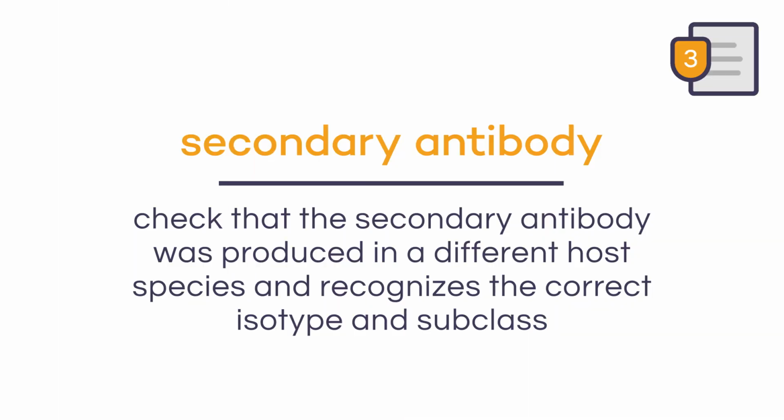Now that you have selected your primary antibody, let's start thinking about your secondary antibody. The first thing you want to make sure is that your secondary antibody can recognize your primary, and you do that by looking at their host species. So for example, if your primary antibody is a mouse antibody, you want to make sure your secondary is an anti-mouse secondary antibody. Don't forget to take into consideration isotypes and subclasses.